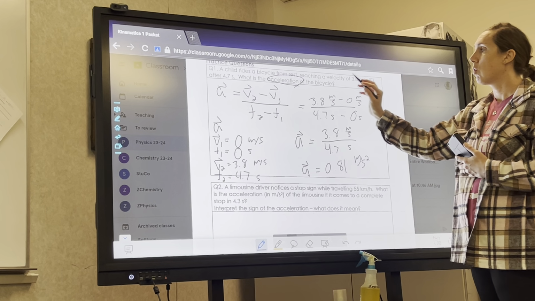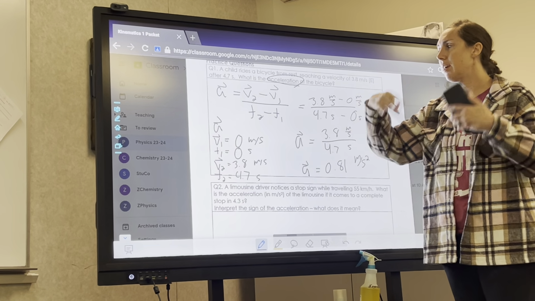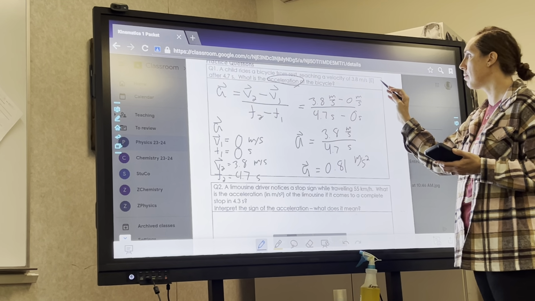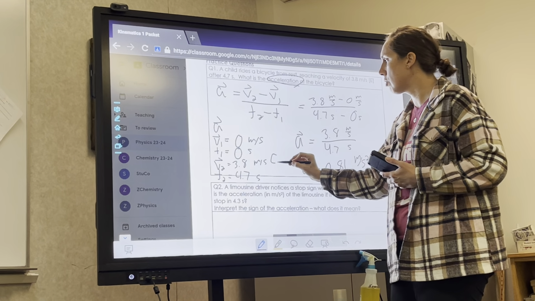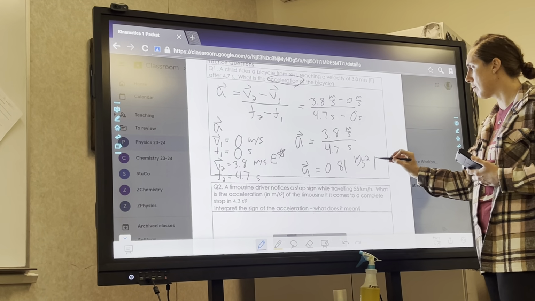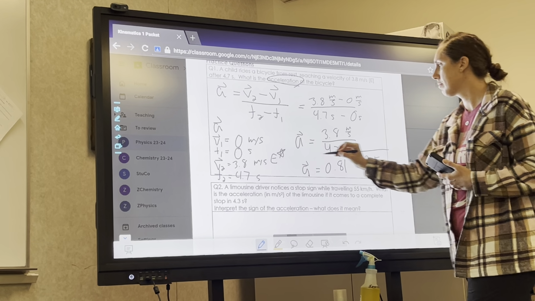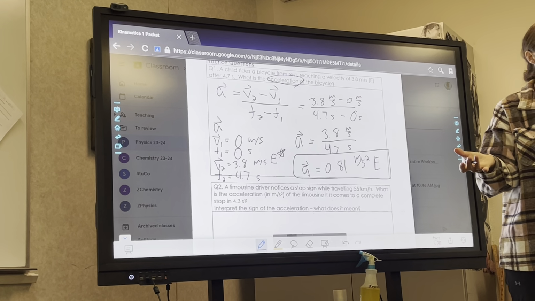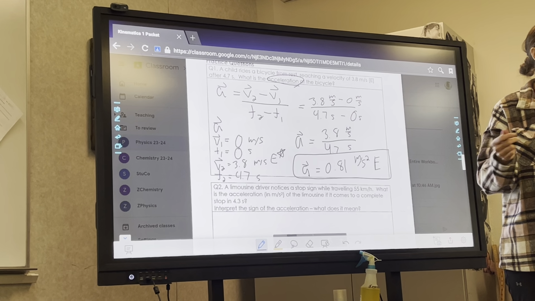So when you were at rest in the beginning, it didn't give us a direction, but it did tell us that our velocity was 3.8 meters per second east. So whatever that final velocity is, that's what this is going to be too. Okay. Is it easy when you get all the numbers? I agree.